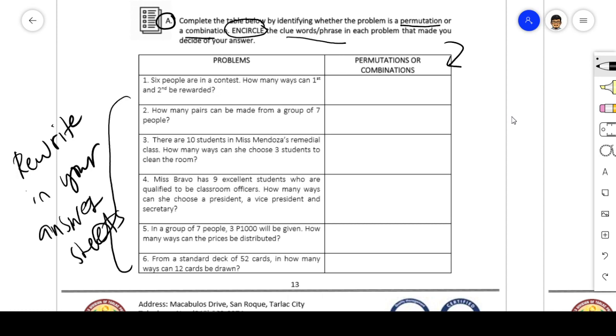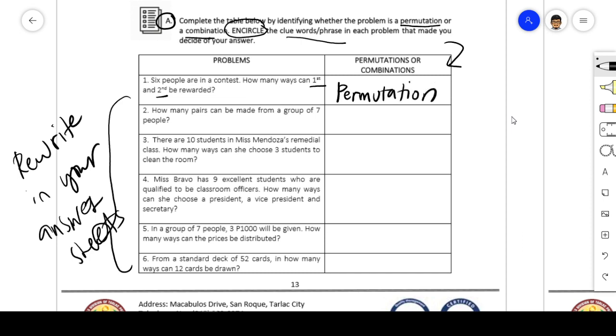So, let's analyze the problem. Does the problem suggest permutation or does it suggest combination? So, you are in a contest in which you have to identify the first and the second. Correct? So, if that's the case, if you observe the keywords first and second, they signify rank. Correct? And rank is for permutation. So, the scenario for number 1 suggests permutation. So, you have to write down permutation.